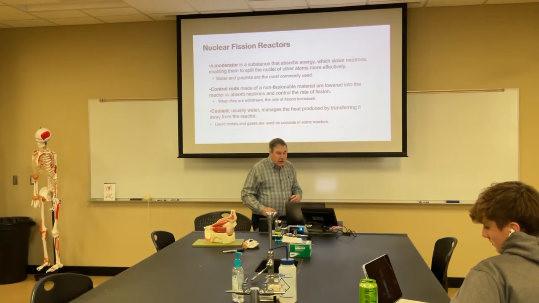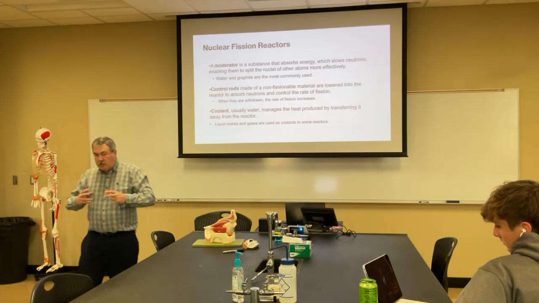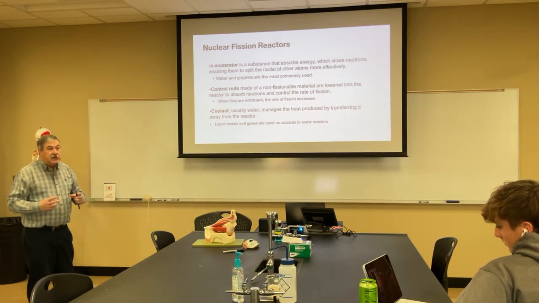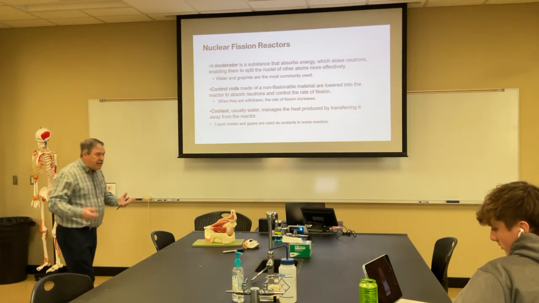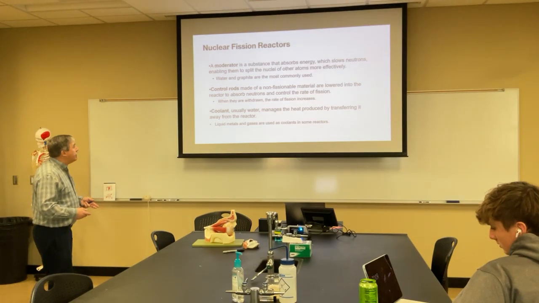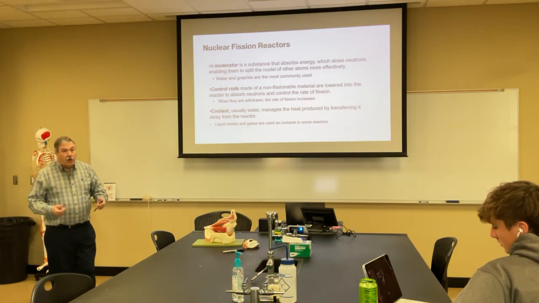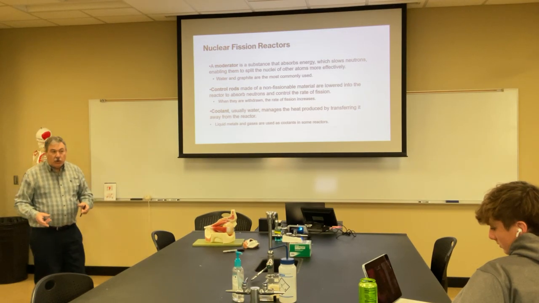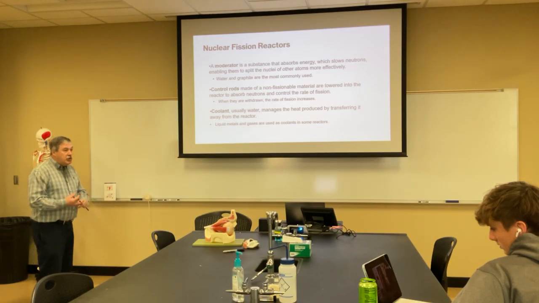And so in order to control that nuclear chain reaction, you need several things to keep it from heating up too much. If it heats up too much, it will melt down, and then you've got a problem. So the first thing you need is a moderator. A moderator is a substance that absorbs neutrons, which slows down the chain reaction so it doesn't heat up too much.